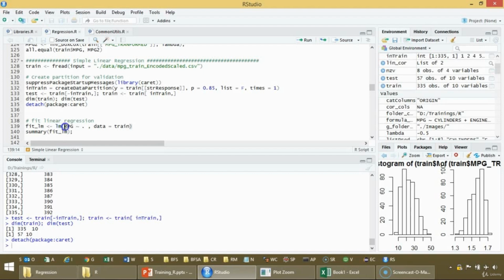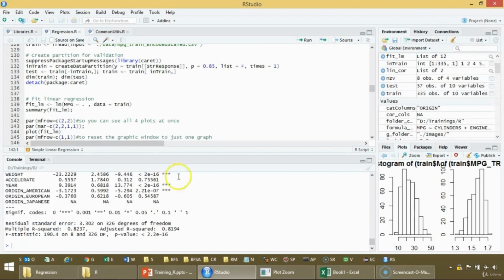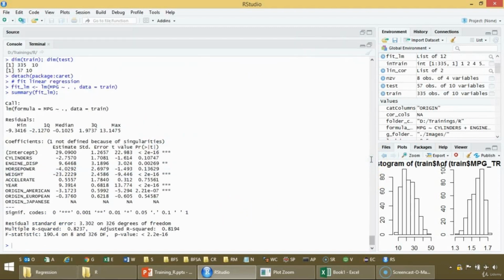And this is the formula, MPG tilde dot. Dot means all the columns, and it should look at the data over here. So 139 is the creation of the LM fit. And if you want to see the summary, I'm just running 140. It is giving us this.